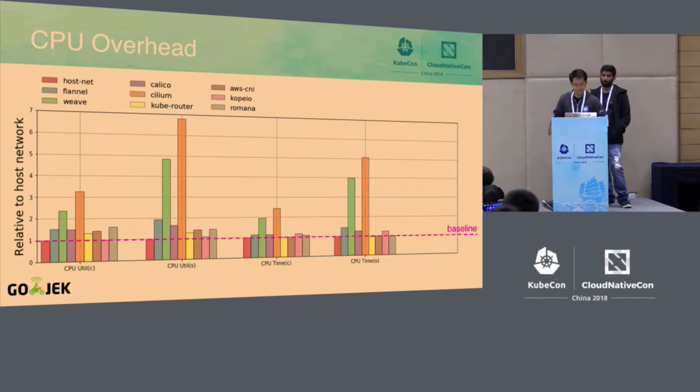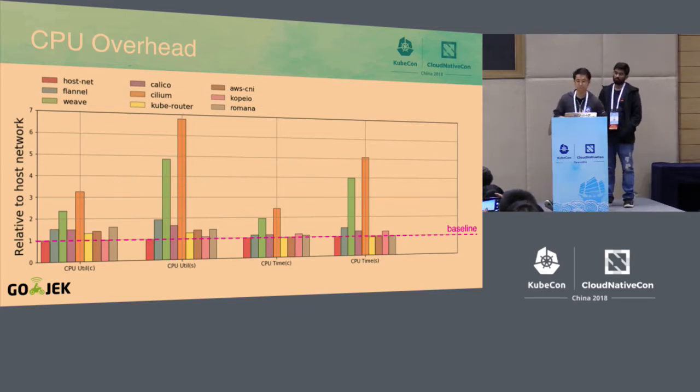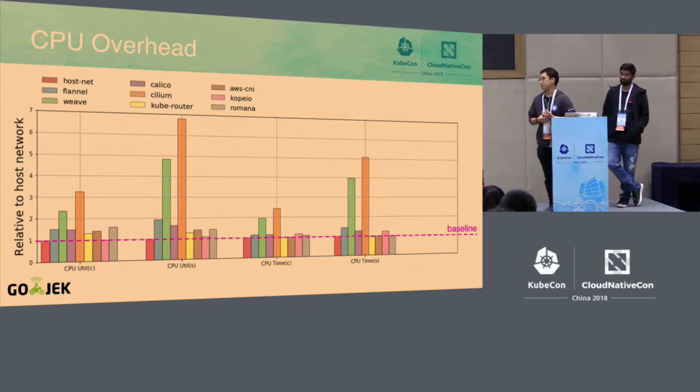Here's the graph. The two graphs on the left side are CPU utilization, and the two graphs on the right are CPU time or service demand. The service demand means the time that is required to complete one transaction of UDP. With this, we could show the cost of the CNI plugin from the request side or client side.